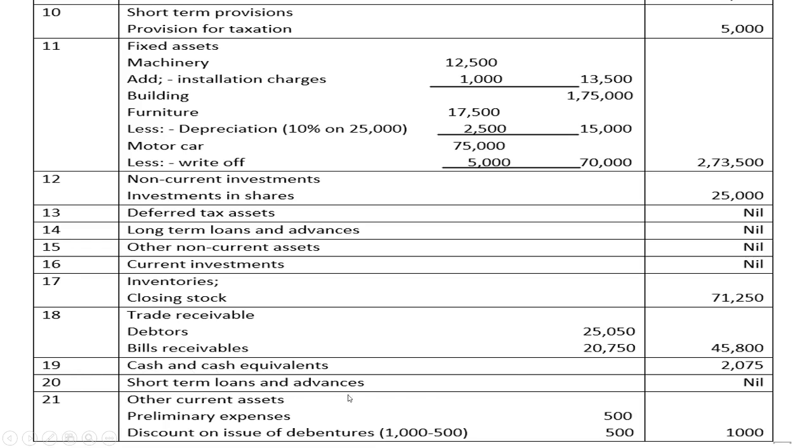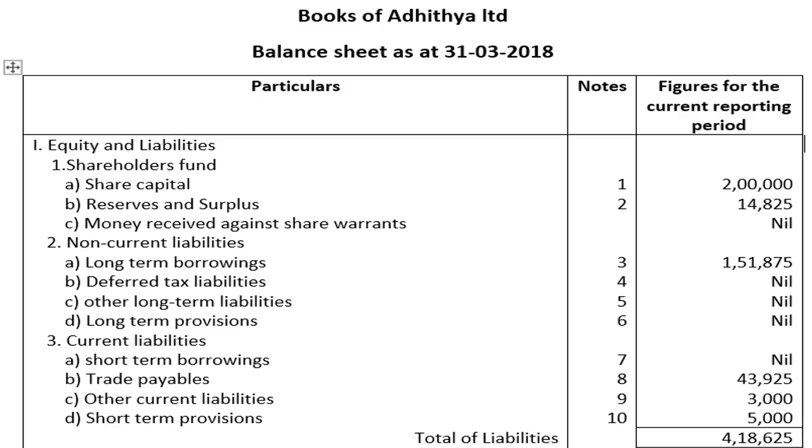Note number 20, short-term loans and advances, that is nil. And note number 21, other current assets: under that, preliminary expenses of 500, and discount on issue of debenture, that is 1,000. Out of that 1,500 is written off, remaining is 500. The total is 1,000. Now, whatever calculation we have made here should be presented in the balance sheet like this.